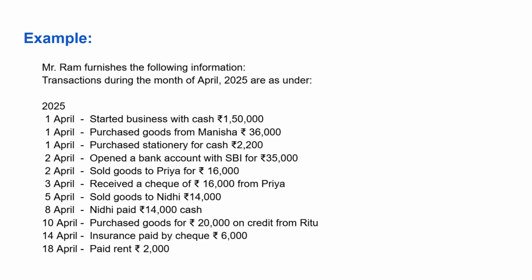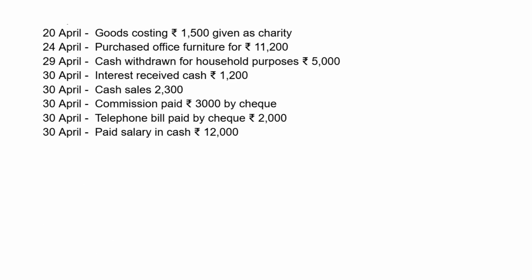18th April, paid rent 2,000 rupees. 20th April, goods costing rupees 1,500 given as charity. 24th April, purchased office furniture for 11,200. 29th April, cash withdrawn for household purposes rupees 5,000. 30th April, interest received cash 1,200. 30th April, cash sales 2,300. 30th April, commission paid 3,000 rupees by check. 30th April, telephone bill paid by check 2,000 rupees. 30th April, paid salary in cash 12,000 rupees.